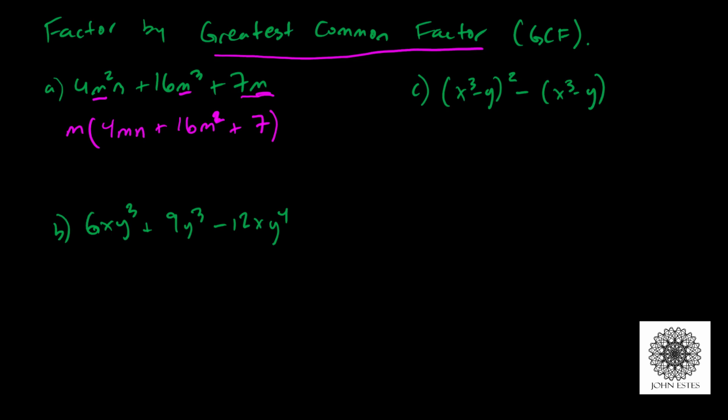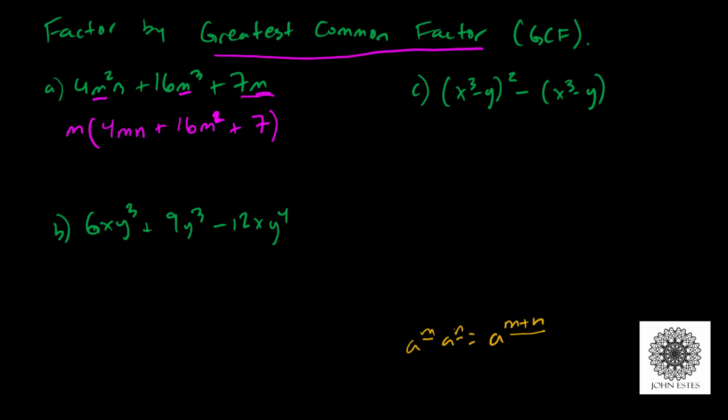I think it's important to remember that what we're employing here is the principle that a to the m times a to the n equals a to the m plus n. So I started out with m to the first power. I took out m to the first power, so that means I'm left with m to the 0 power here.